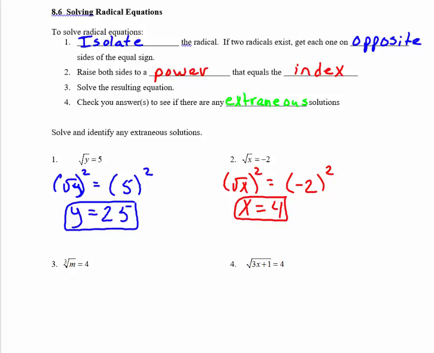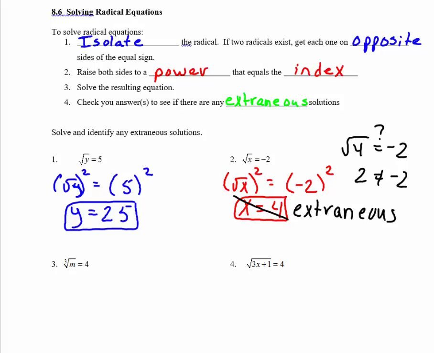But when I check that, meaning I plug back into the original, I'm saying that the square root of 4 equals negative 2. That is not true, because 2 does not equal negative 2. So x equaling 4 is considered extraneous. Therefore, my final answer is no solution. So make sure you check your answers.